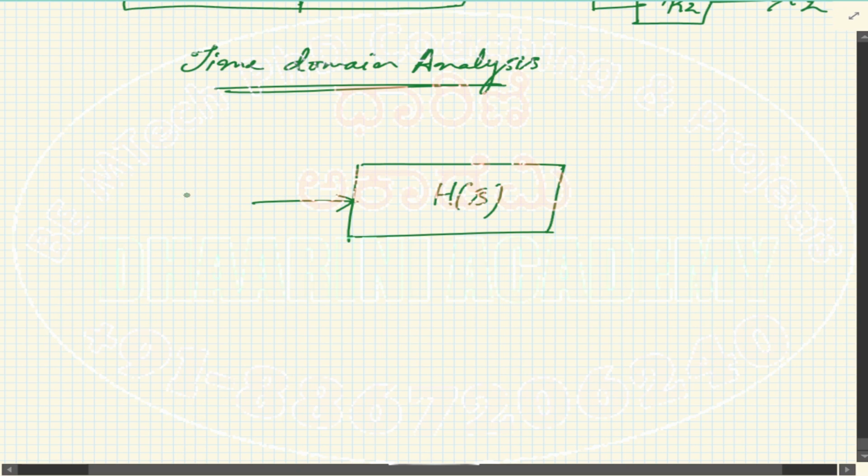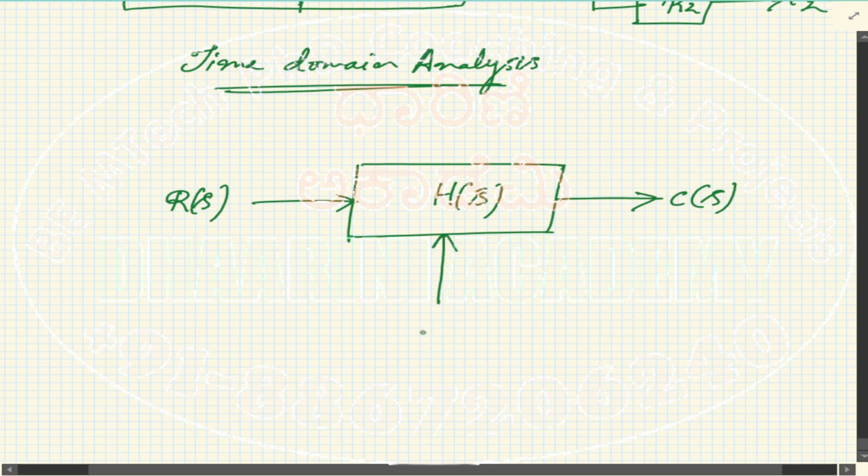input is R, let's say the output is C of s, right? Control systems are to be designed in such a way that for a given input it should be producing an output, right?